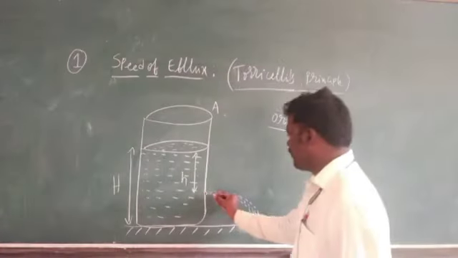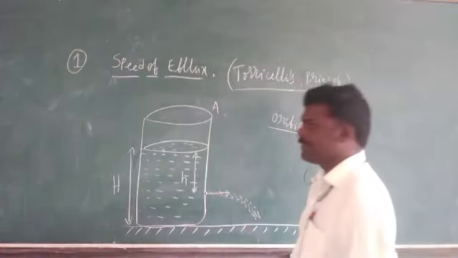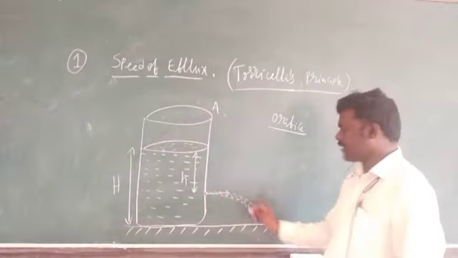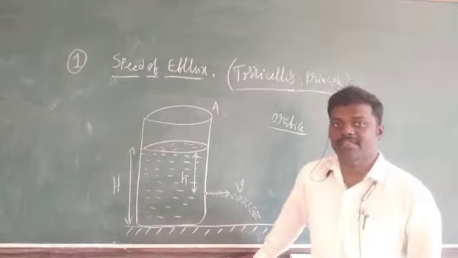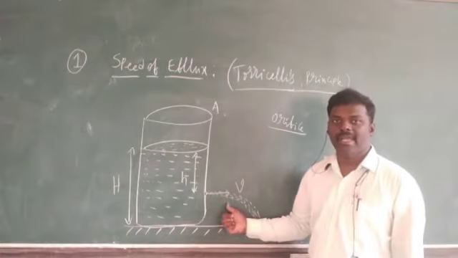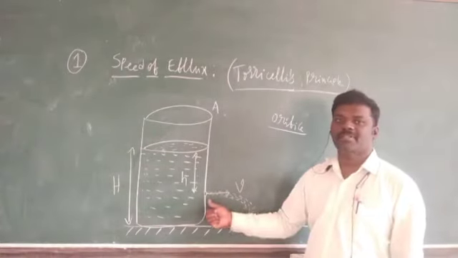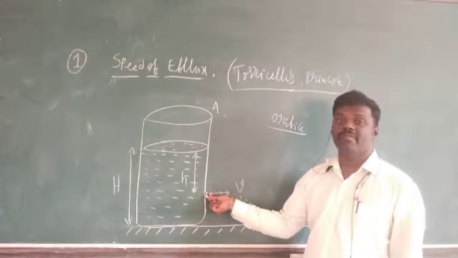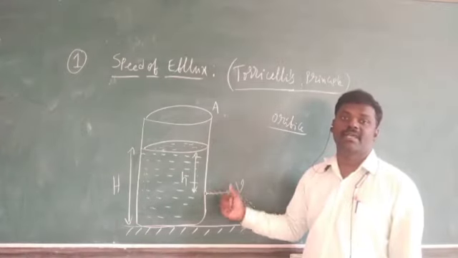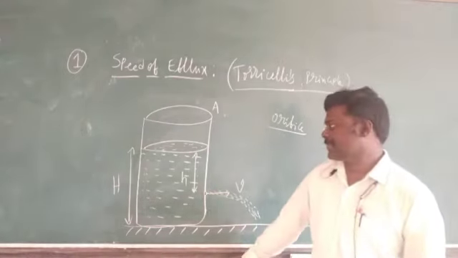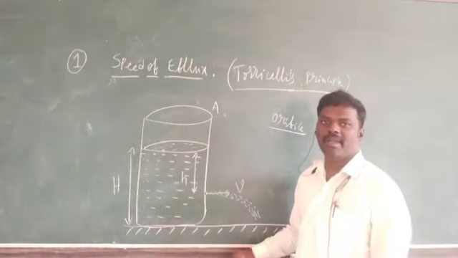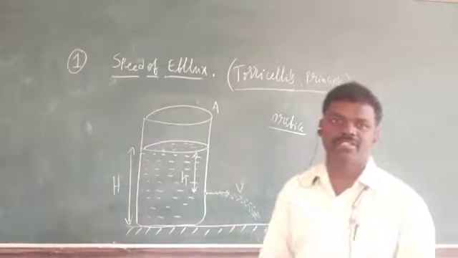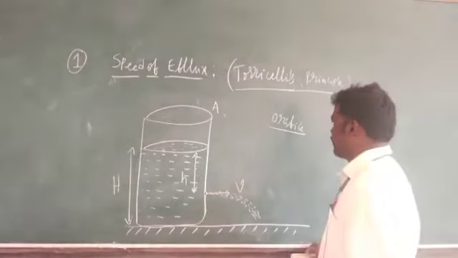So here the fluid is coming out with a speed. The speed with which it comes out from the tank through a small orifice, a small hole, is called the speed of efflux. So we should find out with what speed it is coming out, by using Bernoulli's principle.